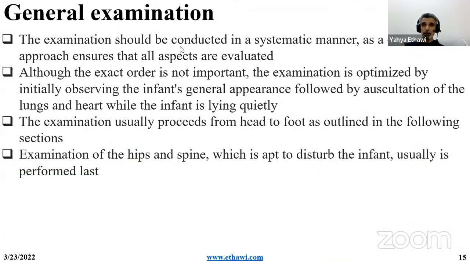Okay. So the examination, you should select a systematic way. You can say, I will start from head to toe, or from toe to head, or back and front, or I will do it system by system. So you select a system, and it's better if the whole hospital uses the same system and the same documentation. So following the order is very important, especially if one person does the first exam, and another person does the discharge exam.